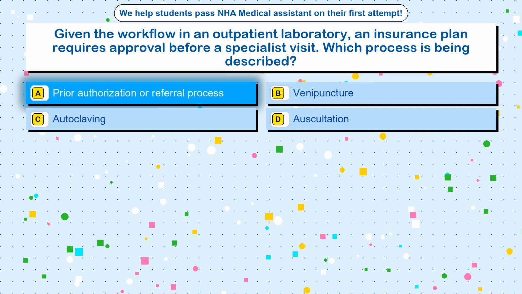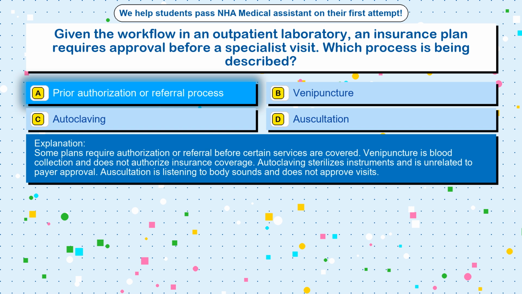Prior authorization or referral process. Some plans require authorization or referral before certain services are covered. Venipuncture is blood collection and does not authorize insurance coverage. Autoclaving sterilizes instruments and is unrelated to payer approval. Auscultation is listening to body sounds and does not approve visits.